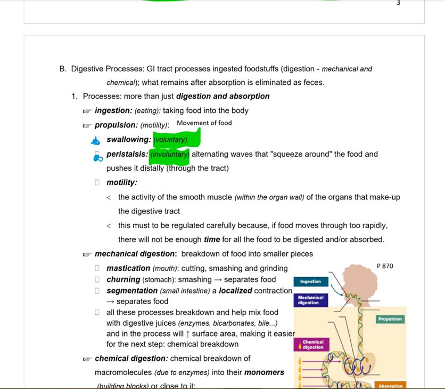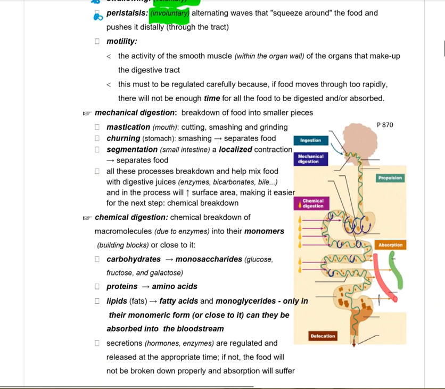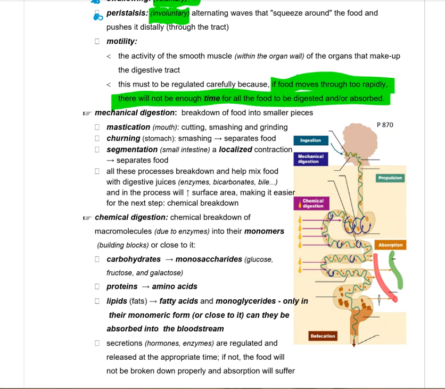Now, if we're moving food too fast through our system, the food will not get broken down and absorbed correctly and will pass through our body partially undigested. So we want the motility to go slow enough so we can extract nutrients, but fast enough to move things along and to allow us to eat more food later. All right, so we want careful regulation, because if the food moves too rapidly, there'll not be enough time for the food to be digested or absorbed. Now, mechanical digestion is breakdown of food into smaller pieces.